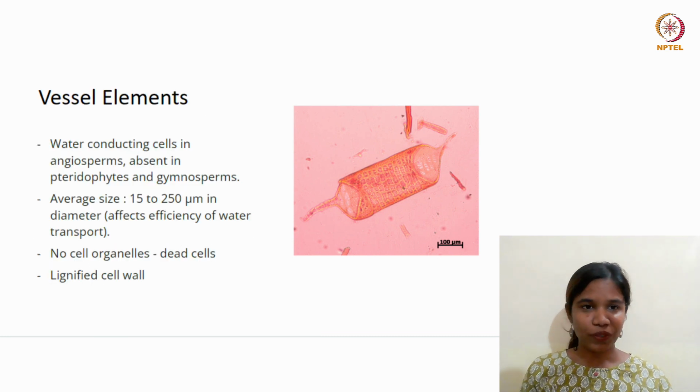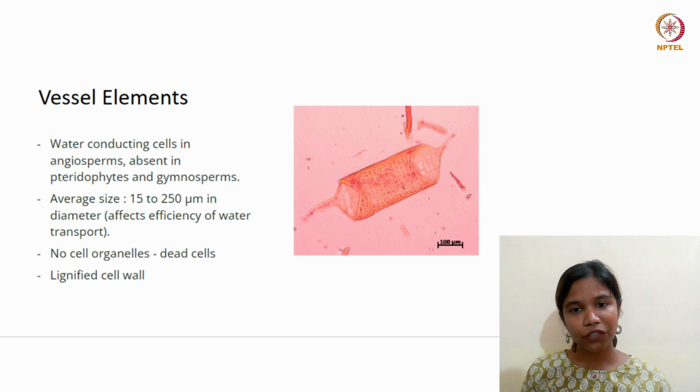These are, as I told you, the water conducting cells and they are present in angiosperms only, which means they are present only in flowering plants. They are absent in pteridophytes and in gymnosperms. Some advanced gymnosperms may have vessels.